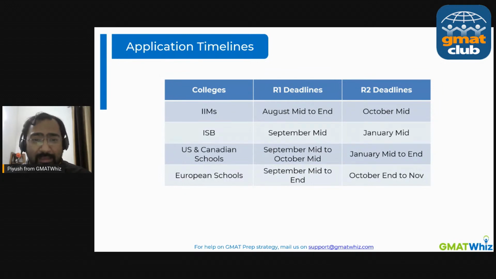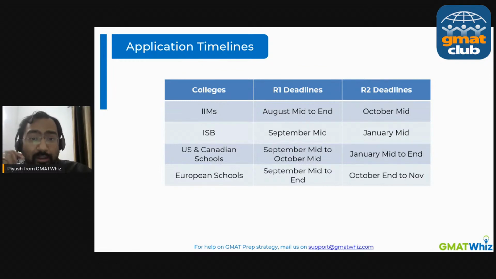Generally for IIMs, the deadline is around mid to end of August. ISB generally has their deadline in mid September. That's round 1, the first round, when they open the application for the September intake of the next year. So Indian colleges generally start a little earlier, in April to June or around that time. These are the round 1 deadlines, and round 2 deadlines are a little later. ISB has been shifting their deadlines around 15 days earlier these days, so it can also be in end of August.